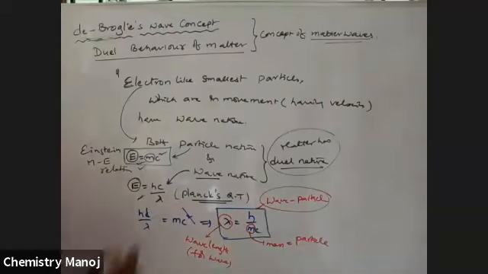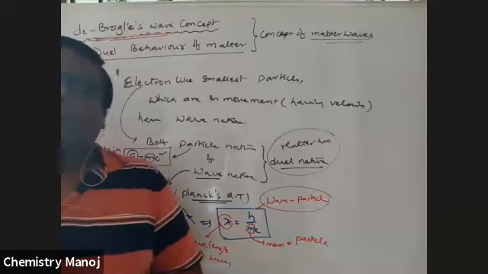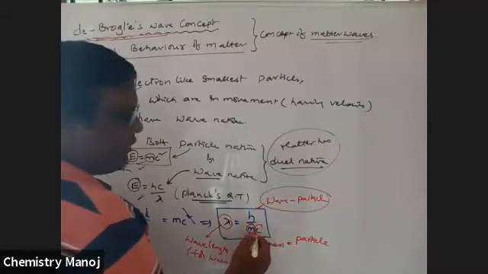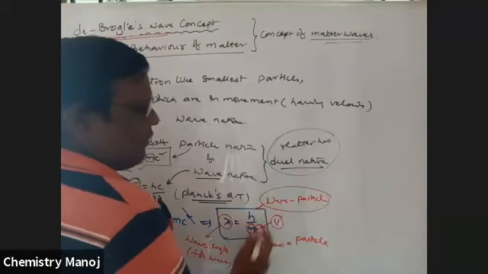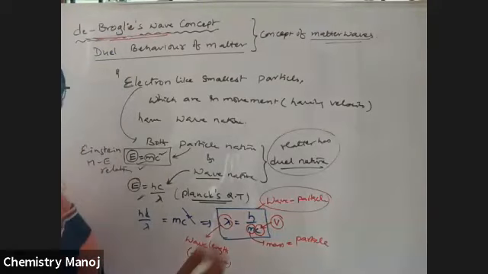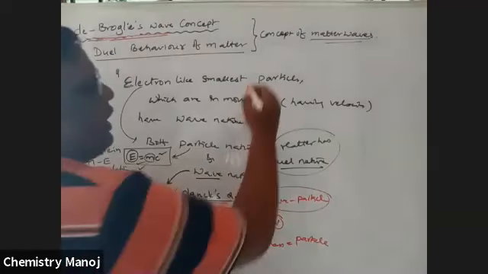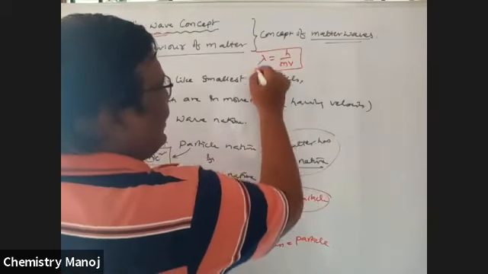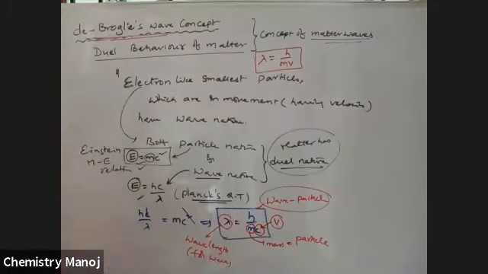This equation is called de Broglie's wave equation, the wave-particle equation. So lambda is equal to h by mc. Here c is the velocity of light. Now this c is replaced with v, so light velocity is replaced with the velocity of the particle. Therefore, lambda is equal to h by mv. That equation is called de Broglie's wave equation. It has both particle nature and wave nature.